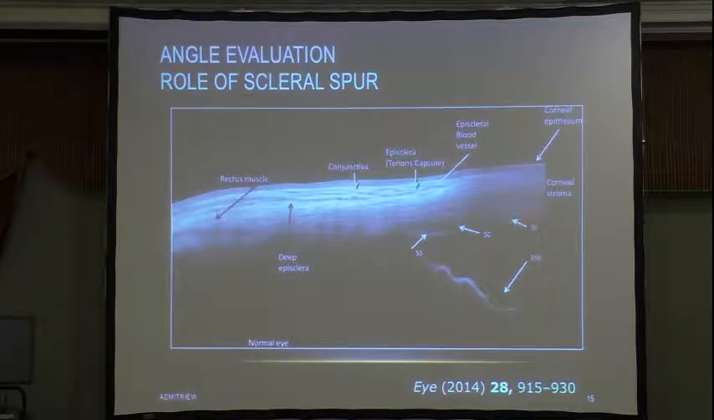I think the most important structure to understand the angle configuration is to understand the role of the scleral spur. And to understand the role of scleral spur, we have to find it.